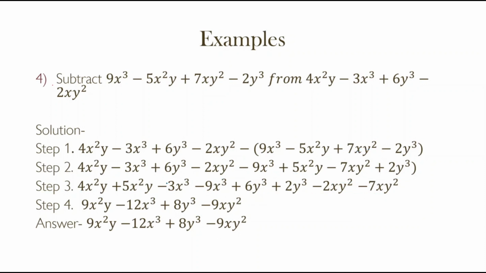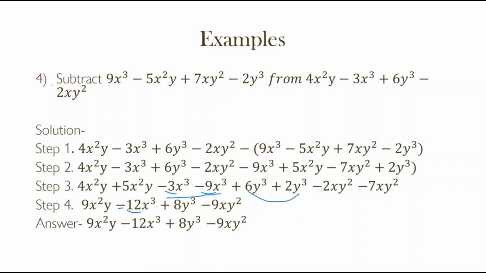Now, minus 3x cube minus 9x cube. As we have discussed in the previous slides, whenever both the terms that we are adding have the same sign, either both positive or both negative, we always add them. So that's why 3 plus 9 is giving us 12. And we put the sign of the bigger number. 9 was bigger, so there is negative, right? So the answer is minus 12x cube.